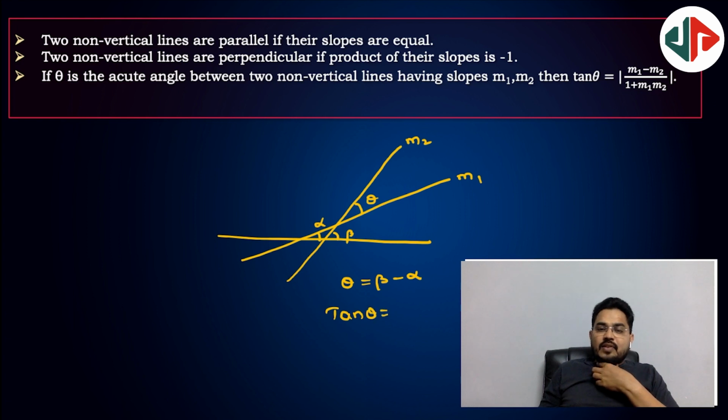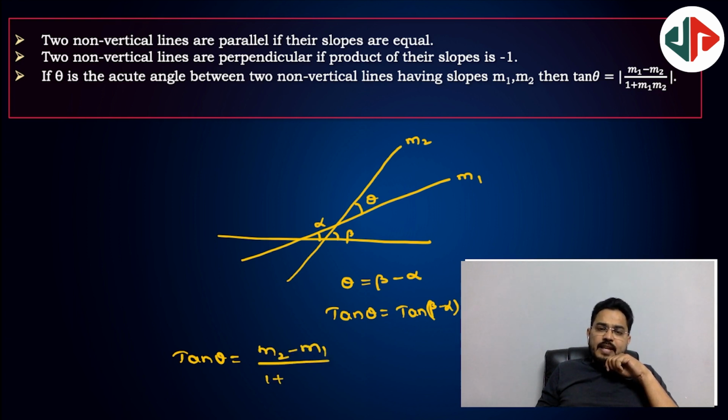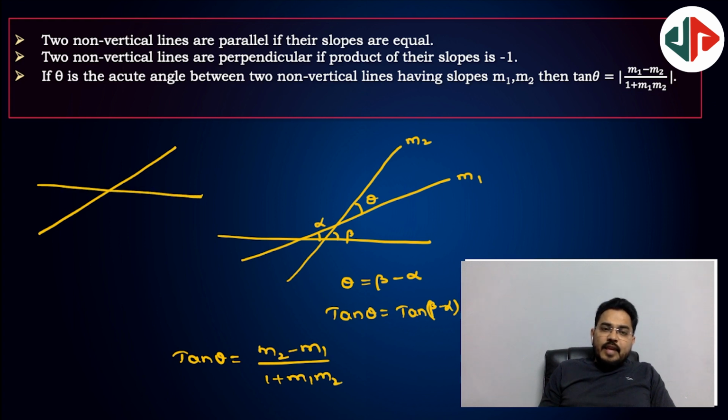Tan theta is equal to tan of beta minus alpha. So tan theta is equal to (m2 minus m1) by (1 plus m1 m2). Why am I talking about theta? Because it is the angle between two lines. You can take this angle or you can take this angle. If this is theta, this angle is pi minus theta. One of them is acute and the other is obtuse, and I'm not sure whether this one is acute or that one is acute.